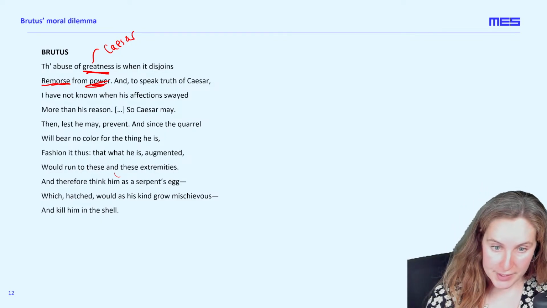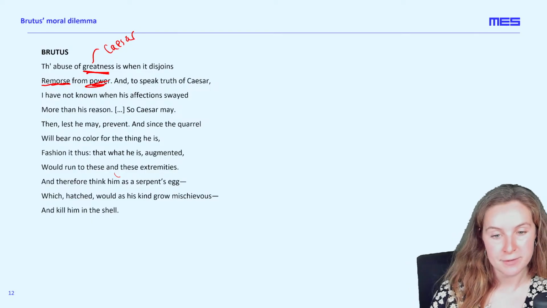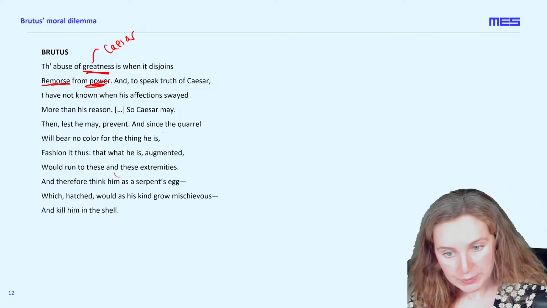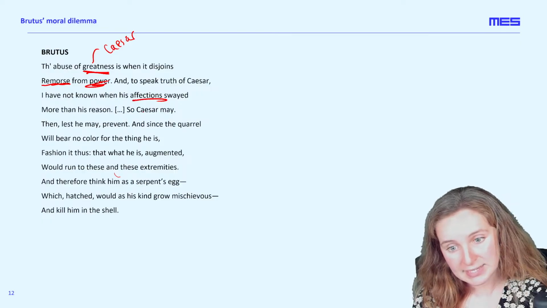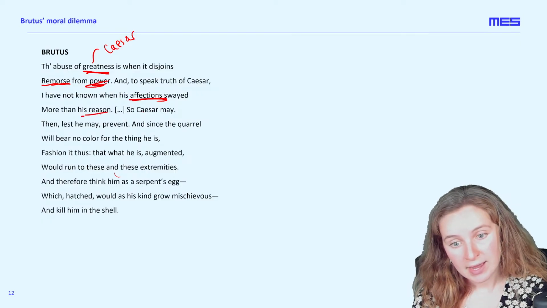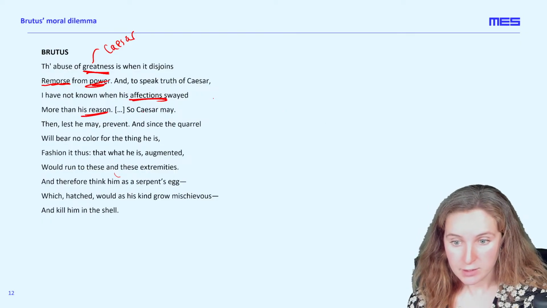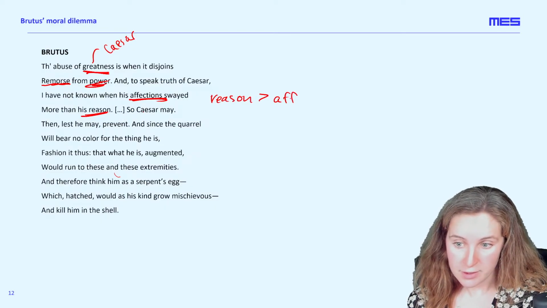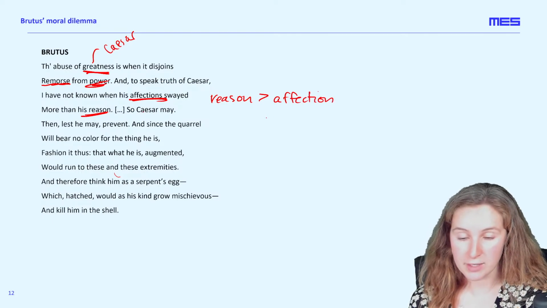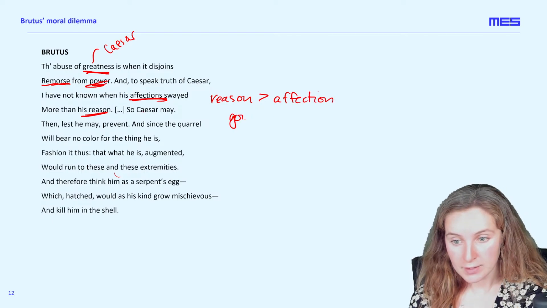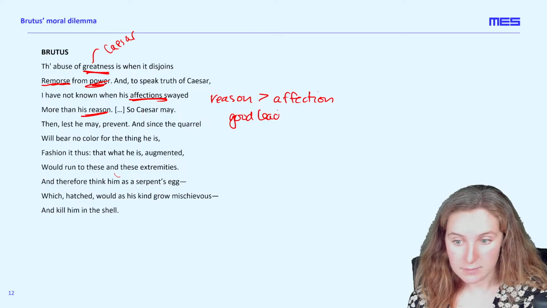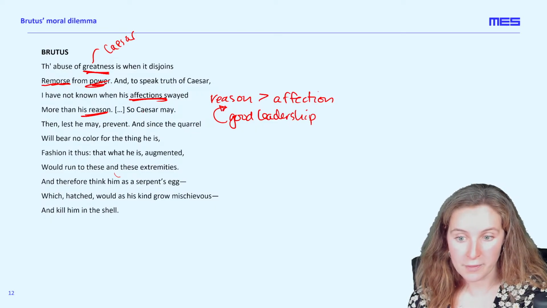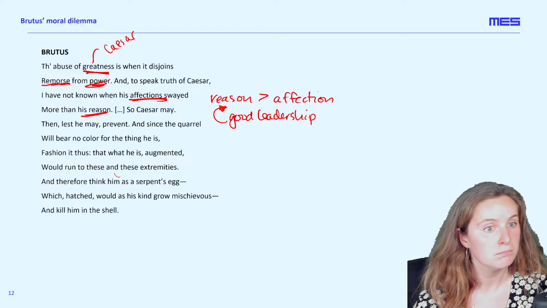And to speak truth of Caesar, I have not known when his affections swayed more than his reason. So he's saying his loves, his emotions have not come before his reason. So Brutus is saying for Caesar, reason triumphs over affections. That is a good indicator of a good leader, right? A good leader prioritizes the good decision over what they personally want or over their own emotions.